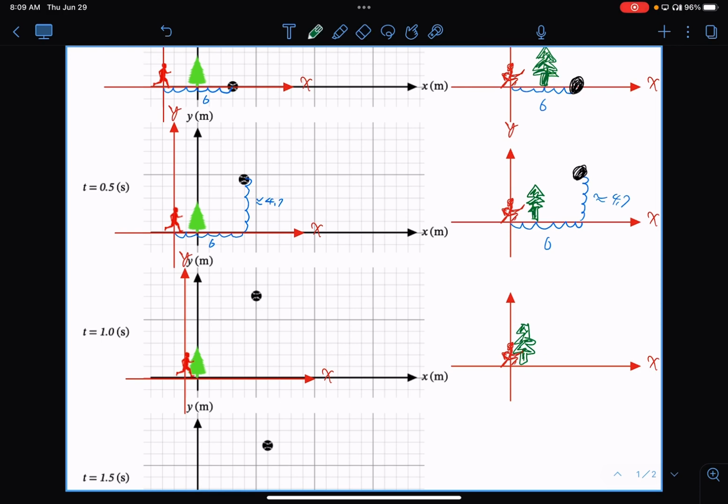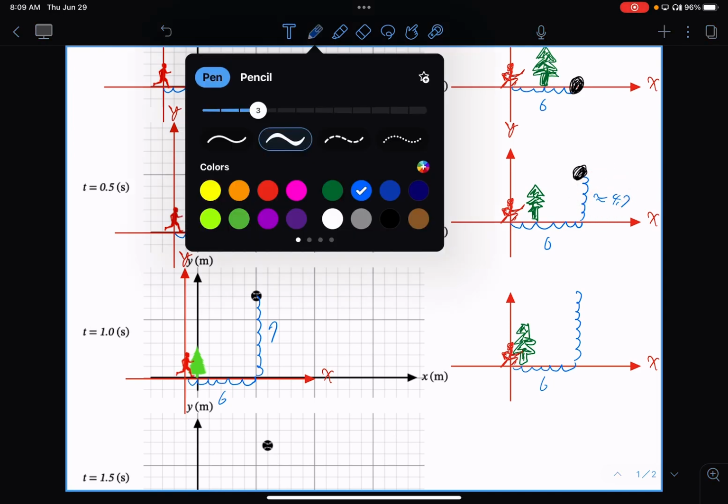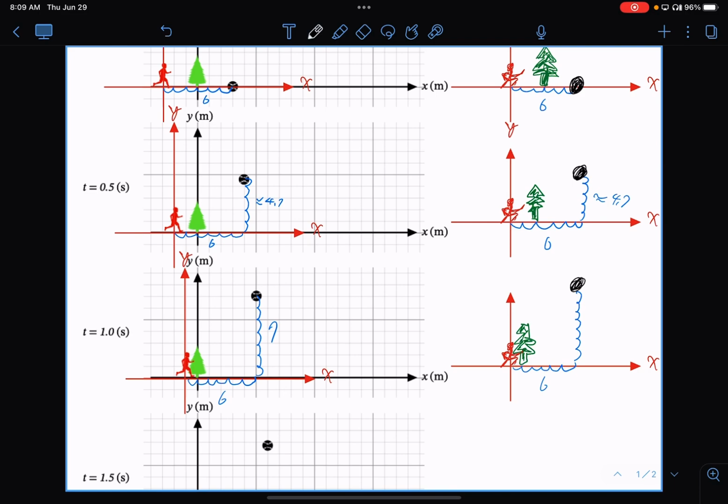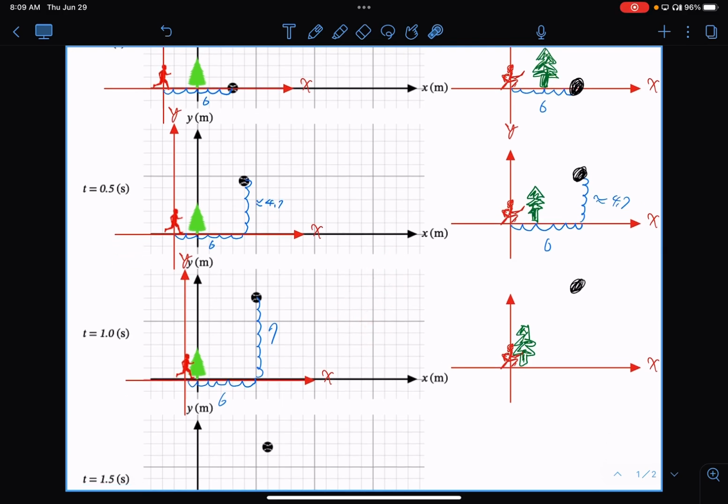So for the ball, again, just go 1, 2, 3, 4, 5, 6, and 1, 2, 3, 4, 5, 6, 7, which should be higher than 4.7. If you're graphing it by yourself, you can use a grid line, or you can denote clearly where exactly the ball is right now in the boy's frame.